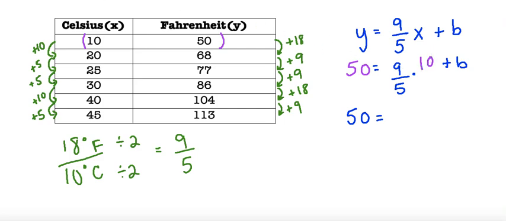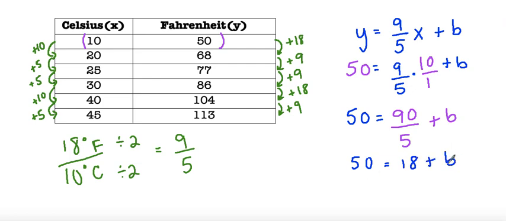If this is too difficult to look at, what you guys can do, because I have a fraction here, 9 over 5, I can rewrite the 10 as 10 over 1 because 10 is equivalent to 10 over 1. And here, by having two fractions, we could easily see numerator times numerator, denominator times denominator. 9 times 10 is 90. 5 times 1 is 5, so I have 90 over 5 plus b. So 50 is equal to 90 divided by 5 is 18, so 50 is equal to 18 plus b.